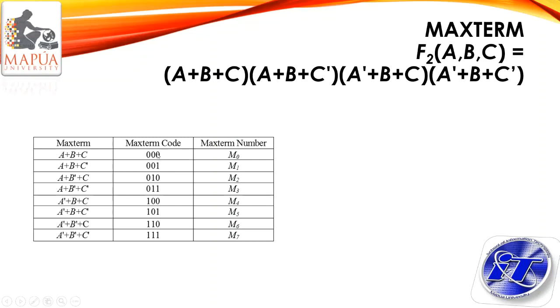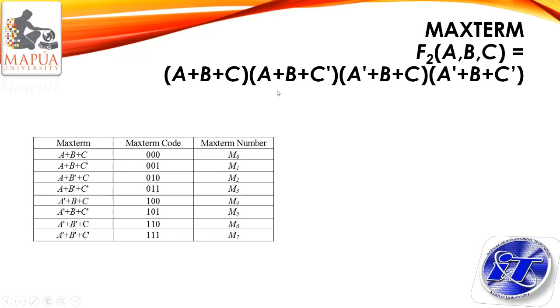So we're going to convert this to M sub 0. A + B + C' is 0, 0, 1. Converting this into decimal, we have 1, so that will be our subscript. A' + B + C: A is 1, B is 0, C is 0, so we have 1, 0, 0. Converting this into decimal gives our subscript, so we have M sub 4.